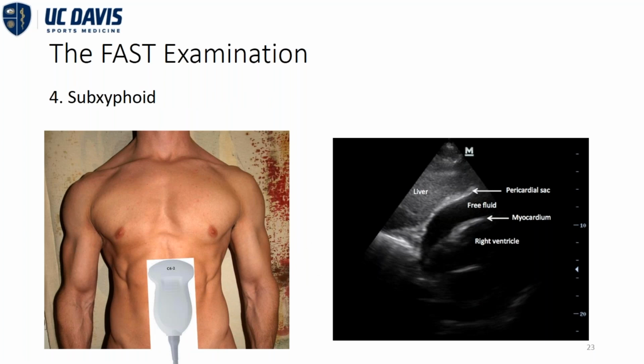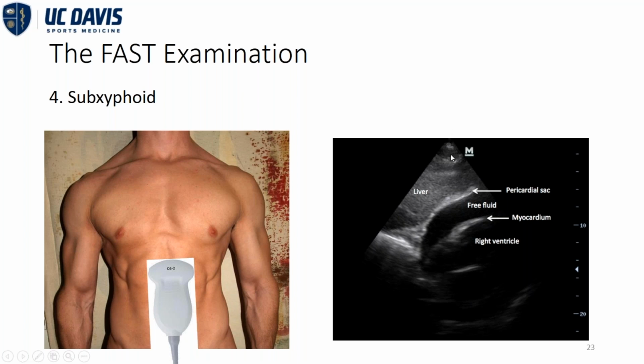The fourth view is the subxiphoid view. What you're doing is using the liver as an acoustic window to look at the heart from the inferior aspect up towards the superior aspect. It's a little bit of mental gymnastics here because your transducer is going from inferior to superior, whereas your screen is showing inferior to superior in this direction.